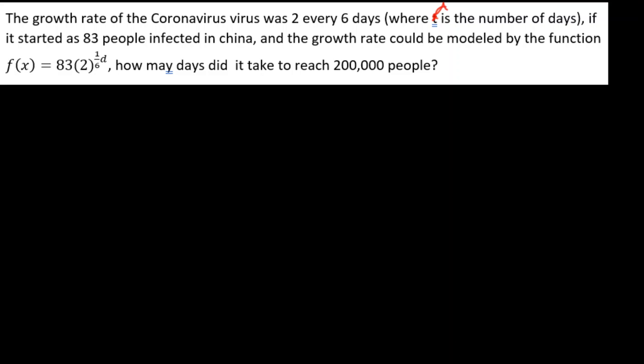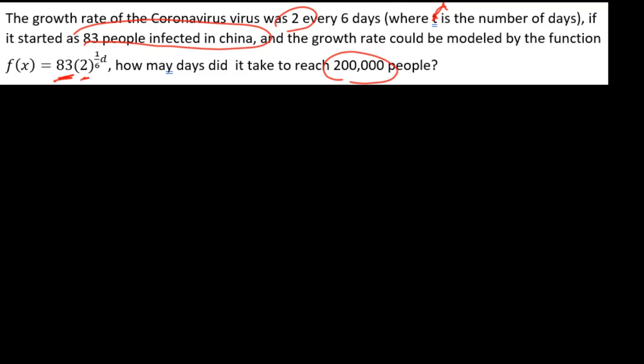If it started as 83 people infected in China, and the growth rate could be modeled by the function f of x equals 83, remember that's our starting value, parentheses 2, remember that's our growth rate, raised to the power of 1/6 d, how many days did it take to reach 200,000 people?